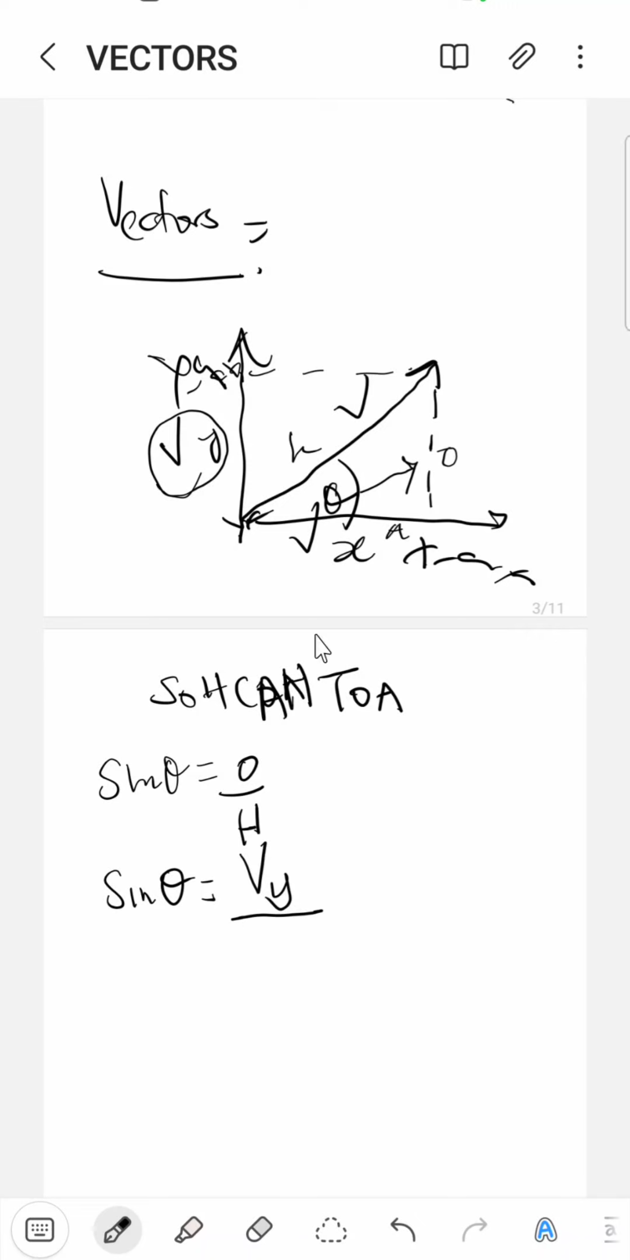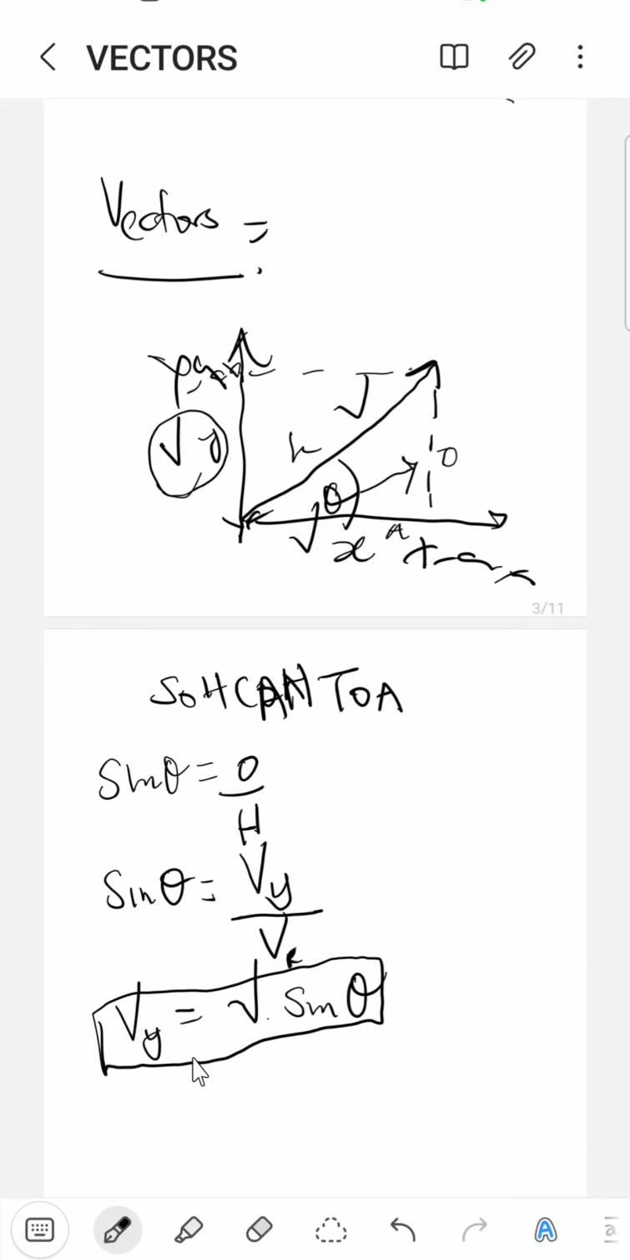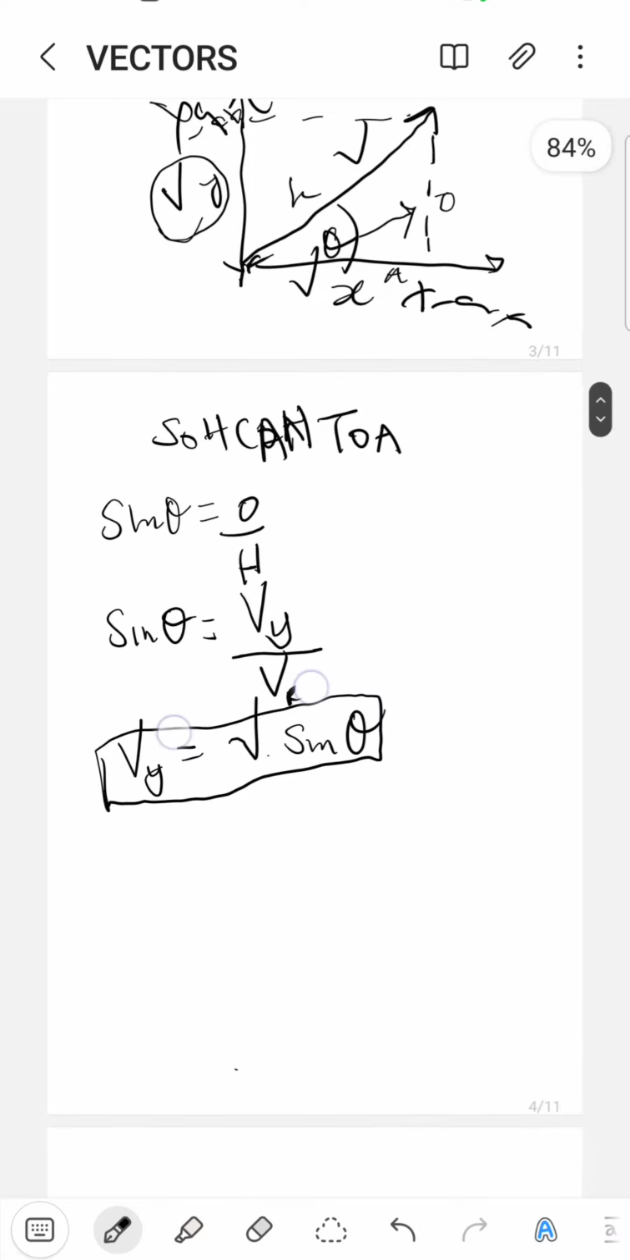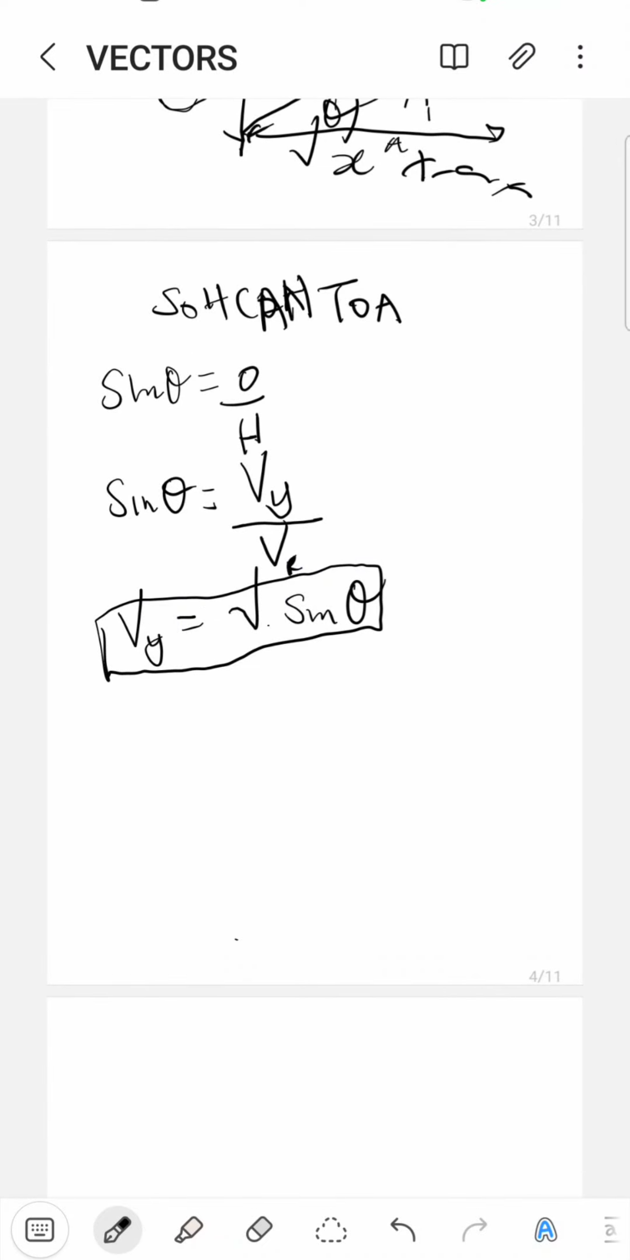All right, the hypotenuse is your resultant velocity. You can put an r there, or just keep v, that's still fine. So the vector component y is equal to v sine theta. So this is the vector component in y, and this is the formula we're going to use.